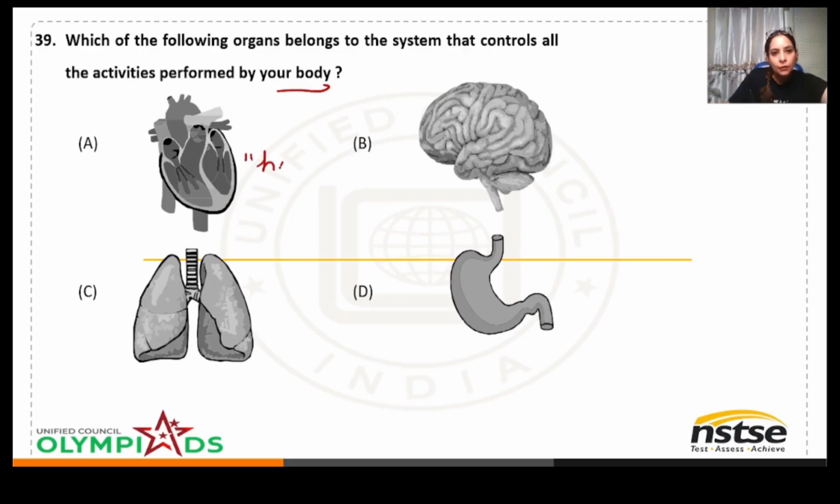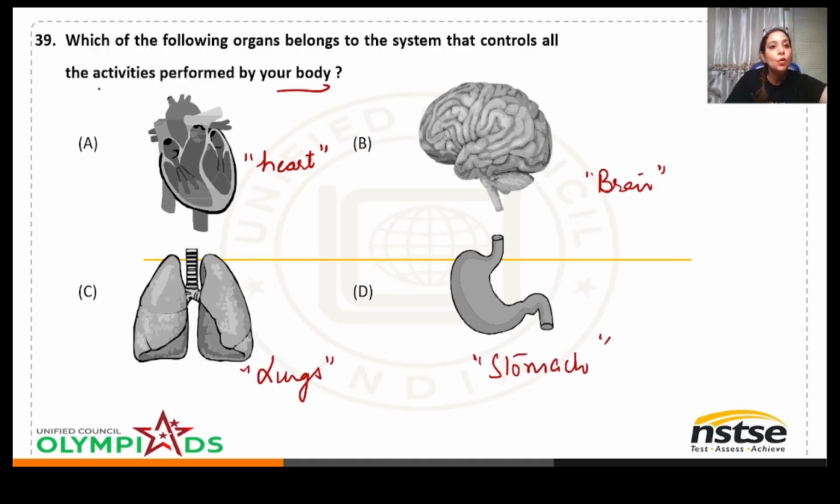I hope you all know this picture: A indicates heart, B indicates brain, C indicates lungs, and D indicates your stomach. Now we need to pick the system that controls the activities, that controls all the thinking part, everything. Whatever your body is doing, that part is the one guiding everything. So option B is the correct answer, because the brain is the main controlling center of my body, your body, everybody's body.